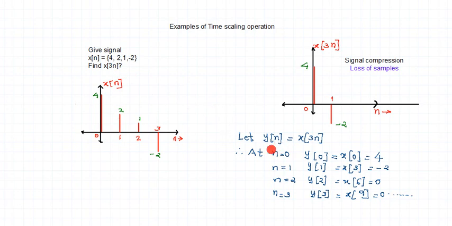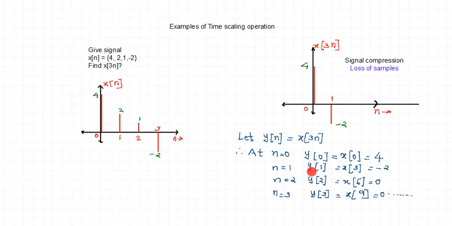So I'll say let y[n] be x of 3n. I'll start with the first time instant, n is equal to 0, because the signal starts at 0. That's why I'm starting with n is equal to 0. So with n is equal to 0, if I substitute here, I get y of 0. What is the value of y of 0? y of 0 takes a value of x of 0. 3 into 0 is 0, x of 0. What is the magnitude of the signal at x of 0? At x of 0, we see we have a sample whose magnitude is 4, and hence y of 0 takes a value 4.